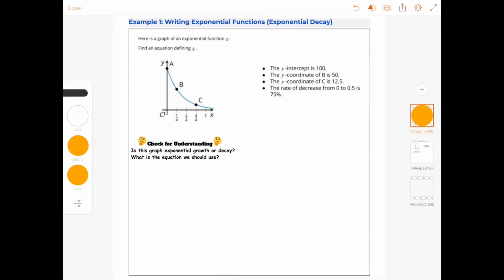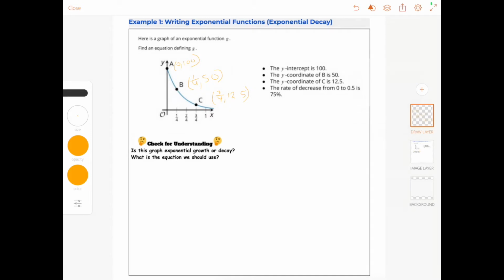So first off, we are going to plot the points that are given on the graph. We know the y-intercept is 100, so our first point is going to be on the y-axis at 0, 100. The second point is point B, which is at 1/4, and it tells us the y-coordinate of B is 50, so I'm going to write 50 right there. And then for C, our x-coordinate is 3/4, as we can see on the graph, and our y-coordinate is 12.5. That's given over on the side there.